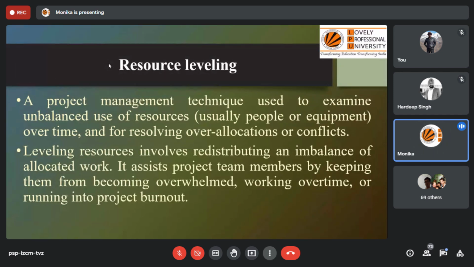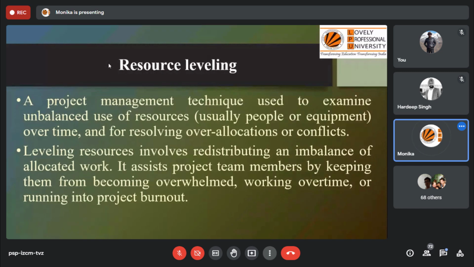We can check where the problem is, and we can balance the resources by considering, for example, that if a laborer is free for some time, that same laborer can be allocated to another activity also. So that can reduce that over allocation. Okay. So resource leveling is a very important technique to reduce the imbalance and equally distribute the resources in the right way. Leveling resources involves redistributing an imbalance of allocated work.